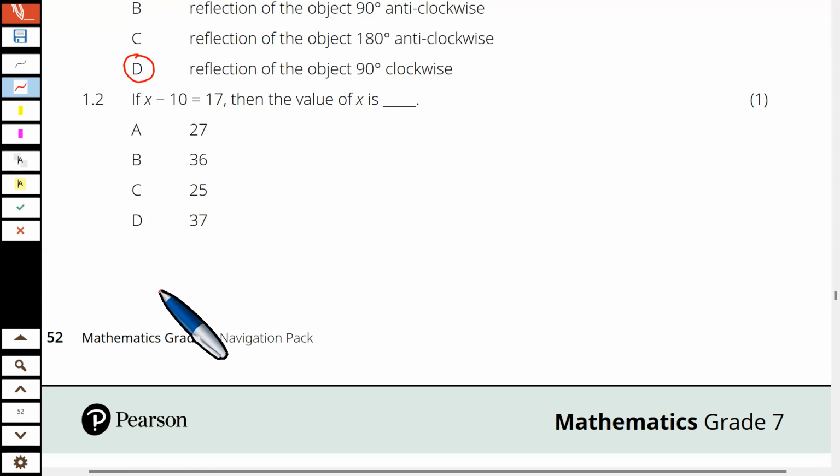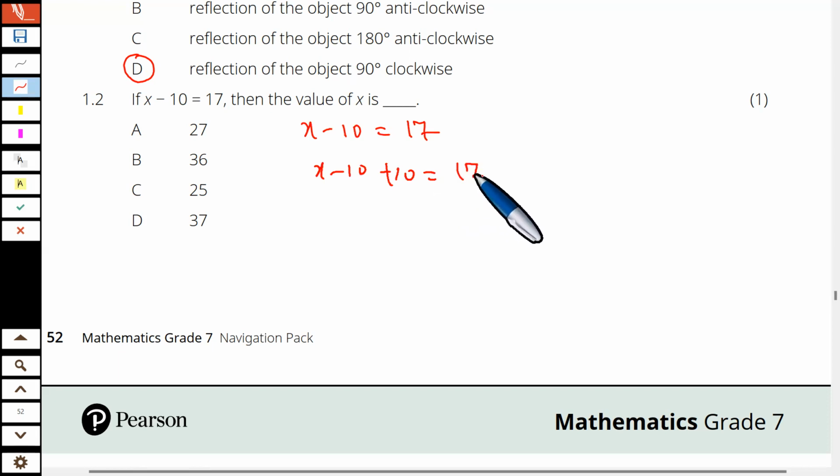If you look at 1.2, if x minus 10 equals 17, the value of x equals what? We're starting with x minus 10 equals 17. So you have x minus 10, you add 10. We have 17, you add 10. So we have x equals, so what is 17 plus 10? It is 27. So in other words, 1.2, the result is A, 27. Okay, next question.